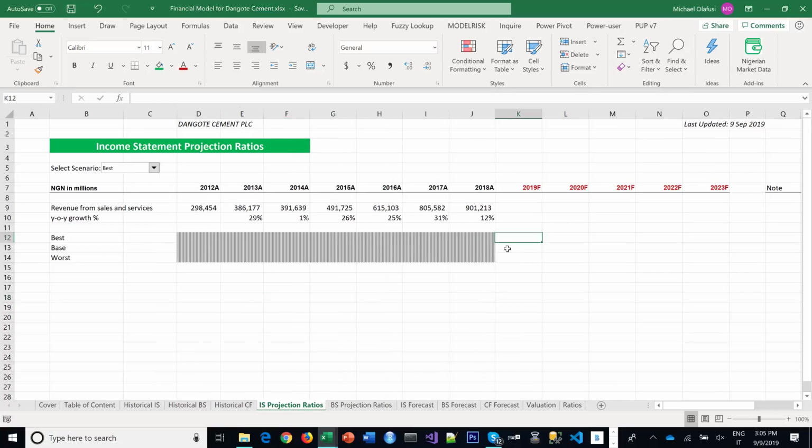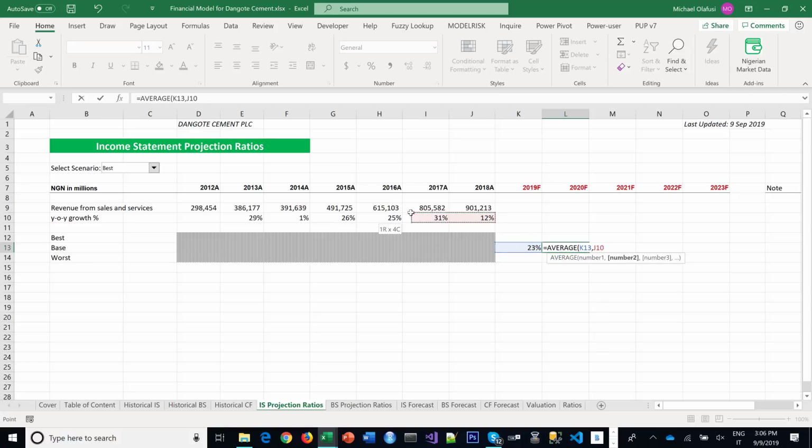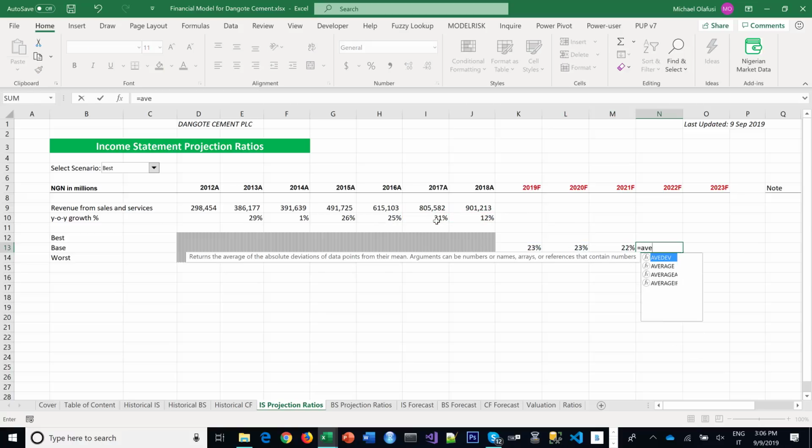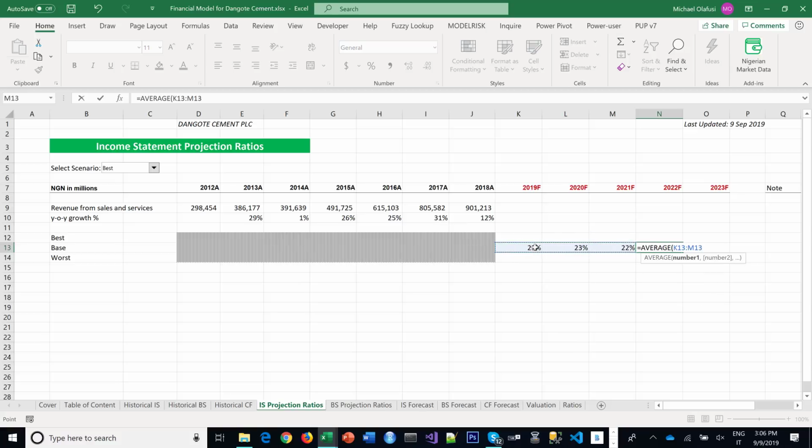Okay, I can decide that for the best case, I'm going to use average of the last 4 years. So average of the last 4 years growth, 1, 2, 3, 4. This is called moving average. So I'm always going to be using the average of the last 4 years. So if I do average of the last 4 years now, it will be this, this, and then this, this, average this, and this, average this.